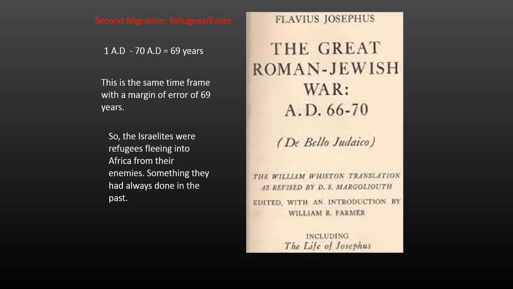So the second migration was Judah in exile, when the Roman army attacked the Jews of Israel around 66 to 70 AD. So, according to historians concerning the Bantu migration, they indicated that the second migration occurred around 1 AD. They also indicate that the Roman invasion of the tribes of Judah in Israel occurred around 70 AD. That is a small margin. That is only a 69 year difference between the two dates. This is the same time frame with a margin of error of 69 years. So the Israelites were refugees fleeing into Africa from their enemies, something they had always done in the past.